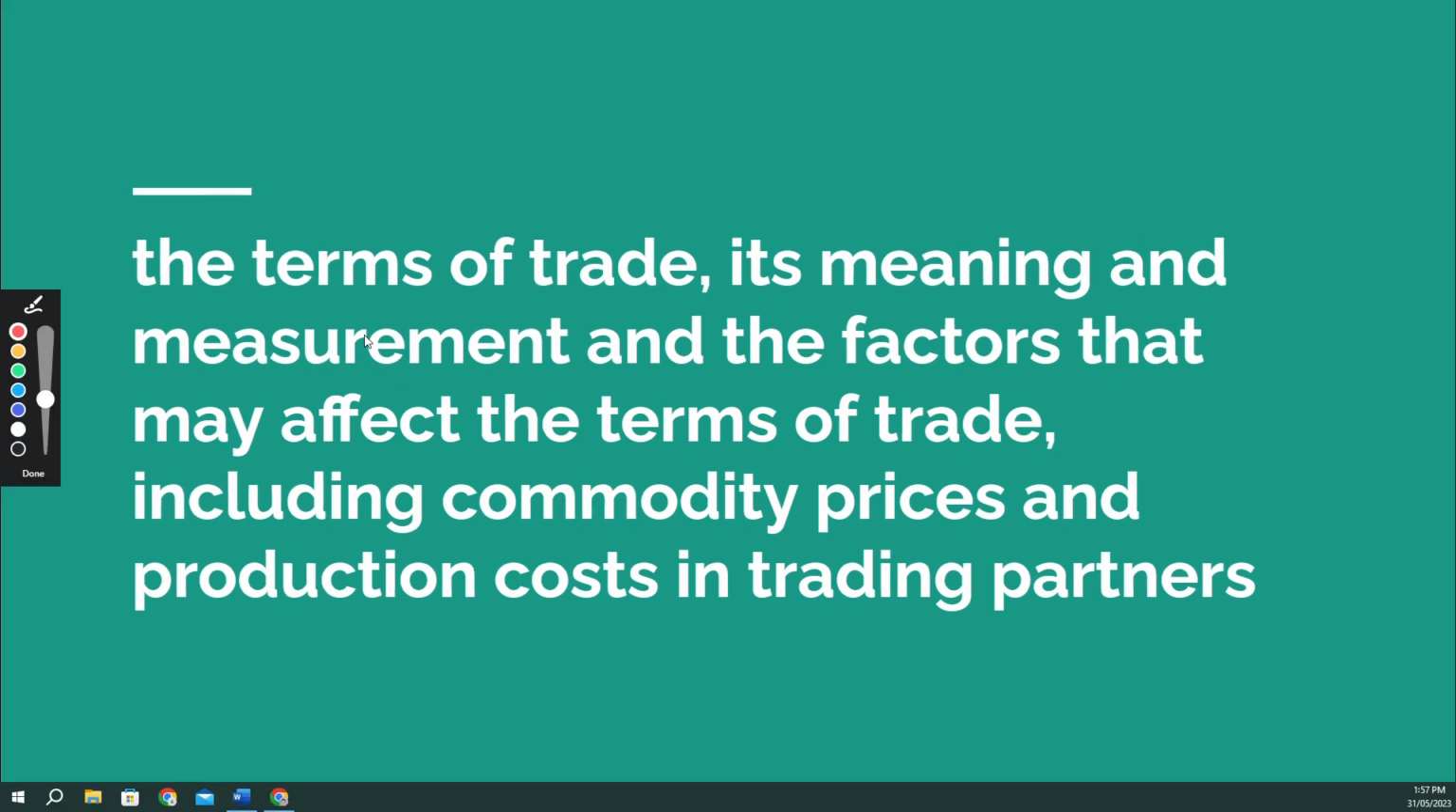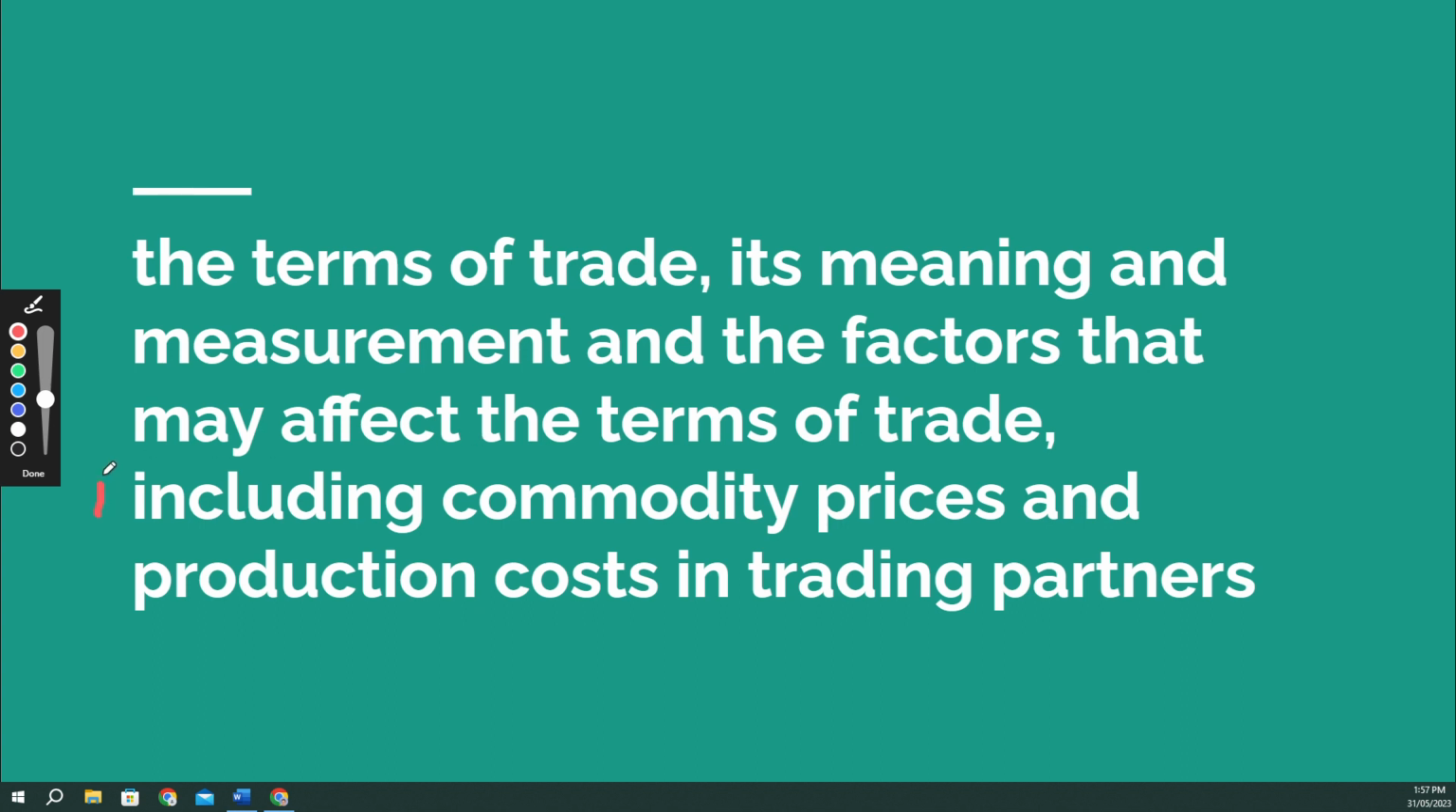Hello economics students, in this video we are looking at the terms of trade. We need to understand its meaning and its measurement and the factors that would impact the terms of trade. Now there are lots of factors that would impact the terms of trade, which will make sense in a moment when we look at what it actually means.